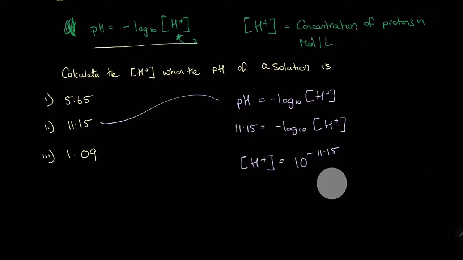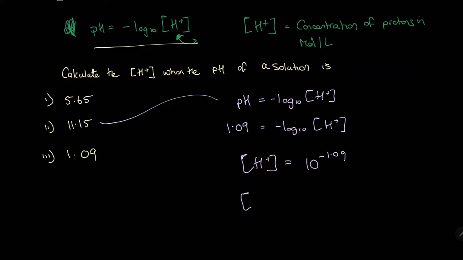Okay, and then for the last one, we're going to take 1.09, and the concentration of the H plus is 10 to the power of minus 1.09. And then we put that into our calculator, and we're going to get 0.08 moles per litre for the last one.